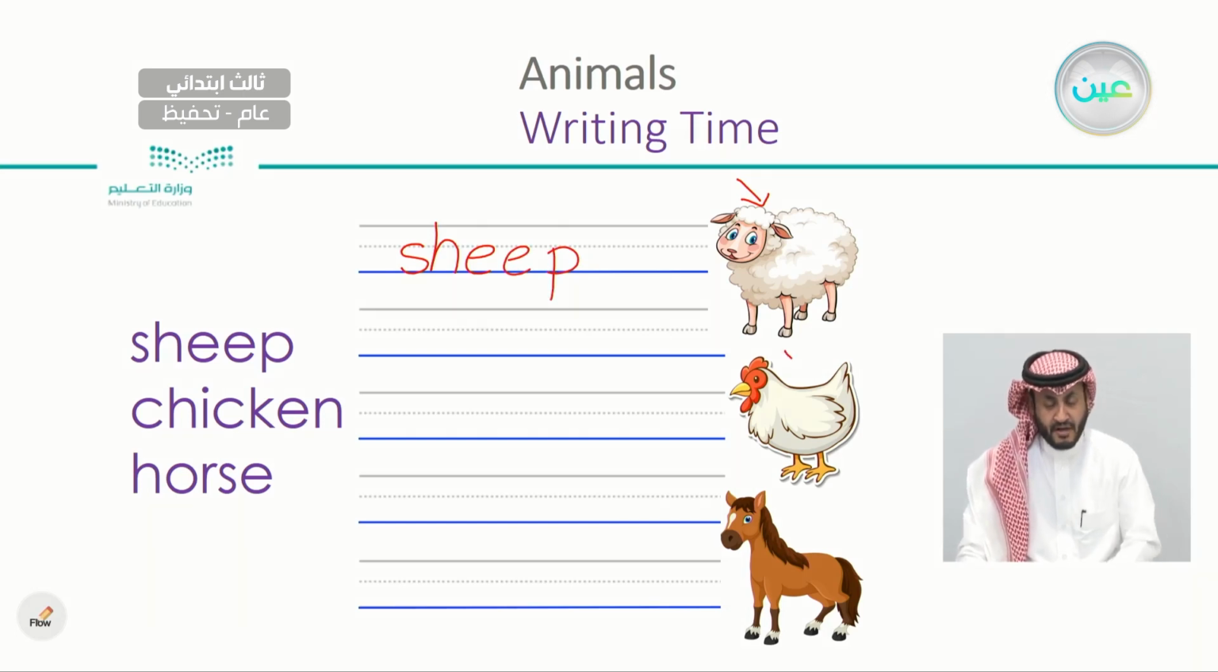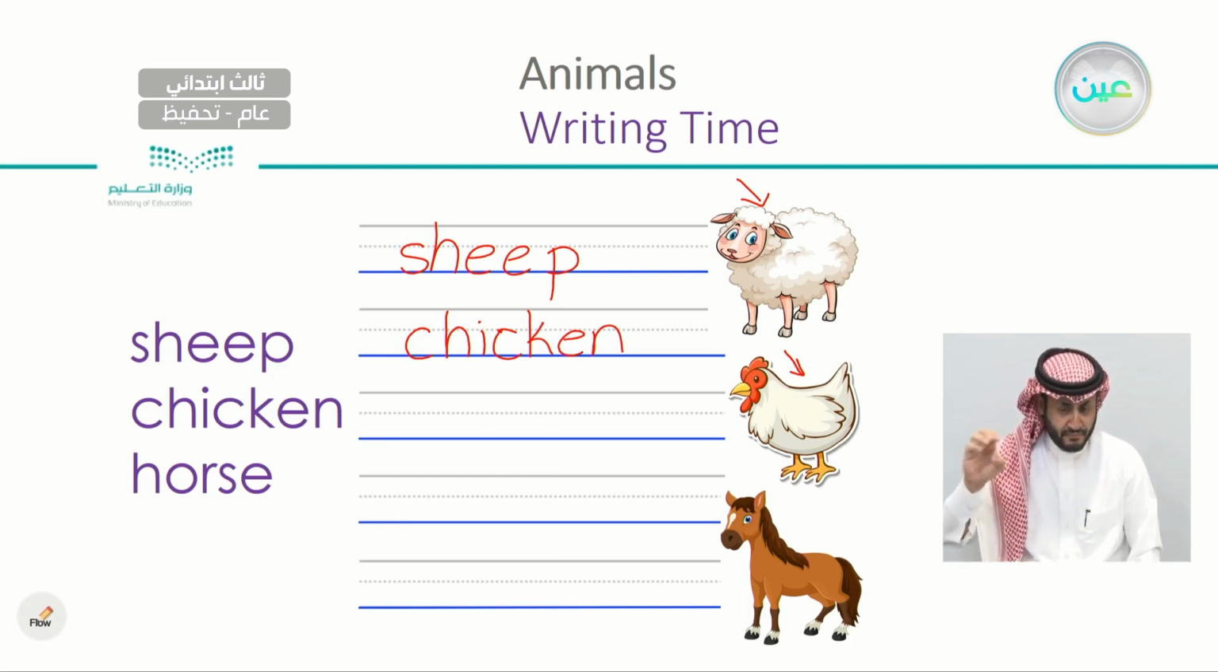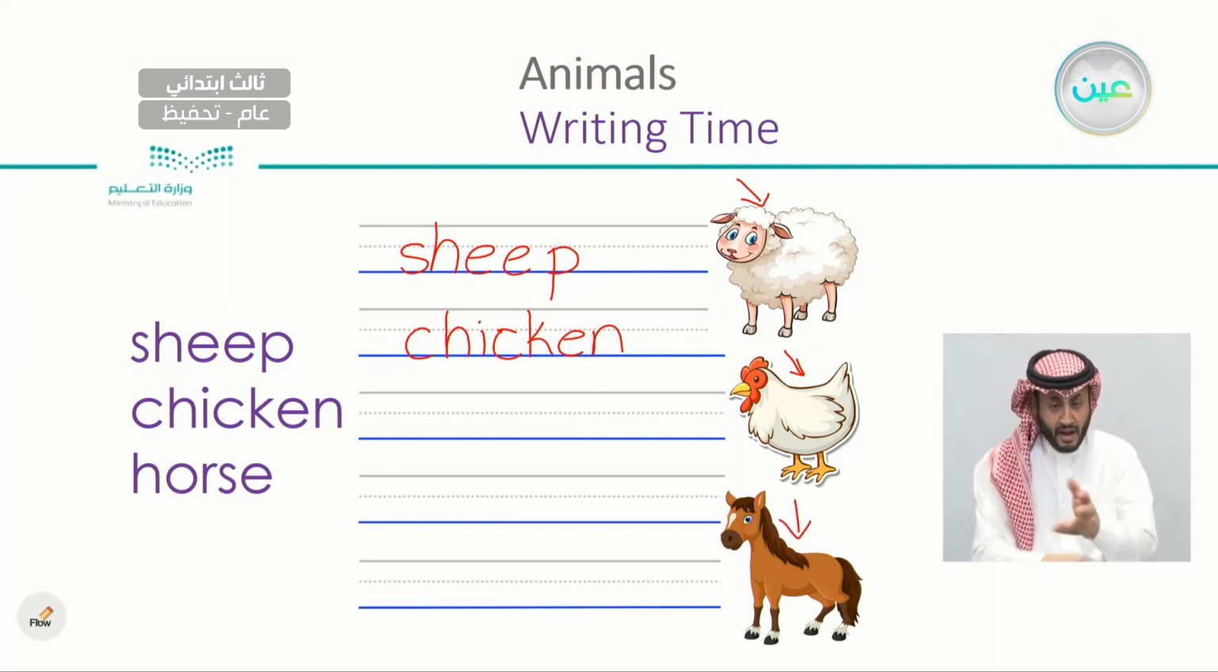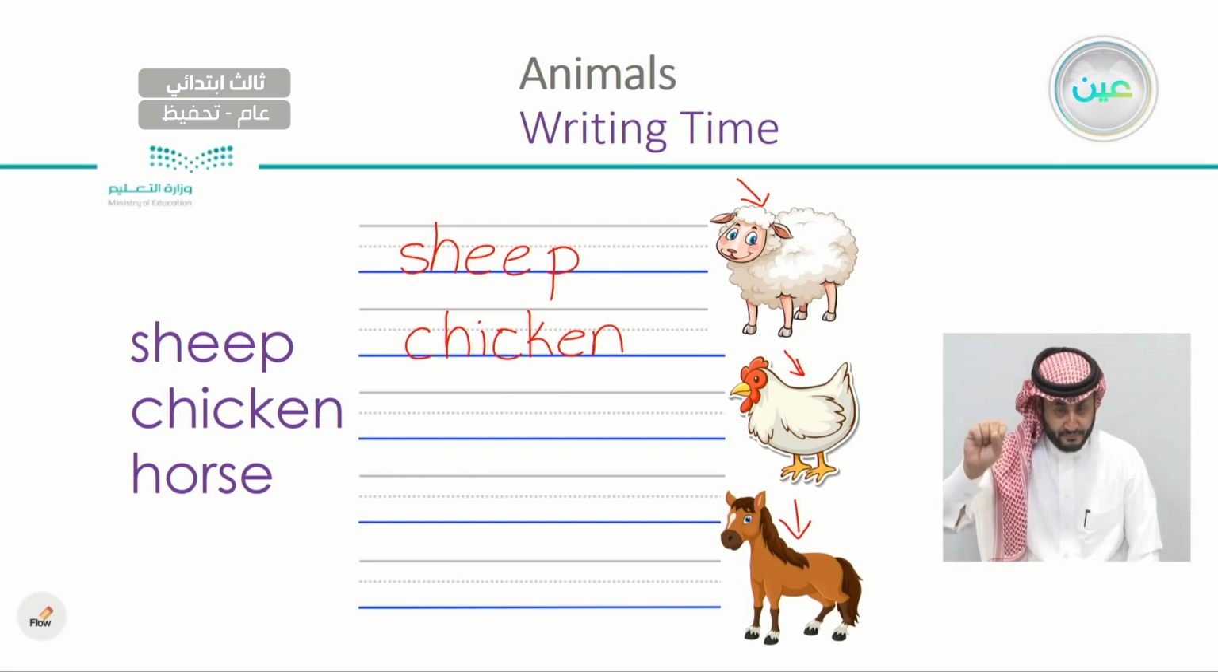And here, what do we have? Chicken. Chicken. C-H. Ch. C-H-I-C-K-E-N. Chicken. Cluck. Cluck is what a chicken says. Here is a horse. Excellent. Just like hat, horse begins with the letter H. H-O-R-S-E. Horse.